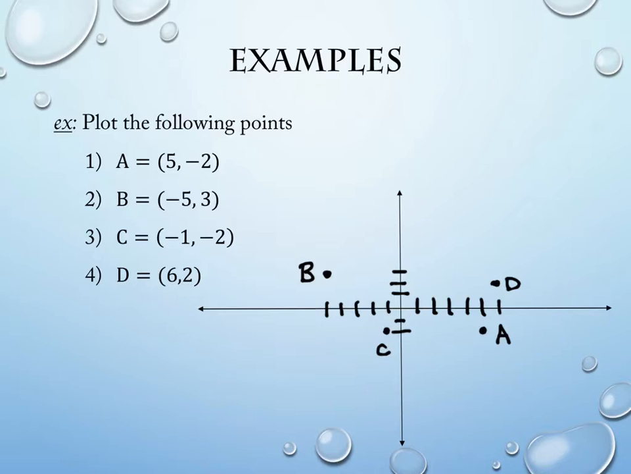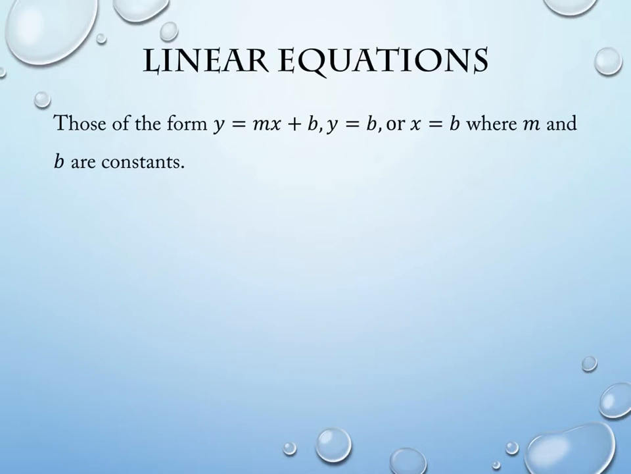All right, so broadening our idea to more of the description in this title was about linear equations, linear relations specifically. And so we're going to talk about what linear equations look like. Linear equations are those of the form y equal mx plus b, y equal b, or x equal b, where m and b are constants. So constants, remember, are just numbers.